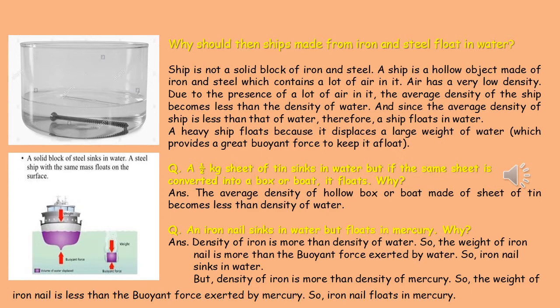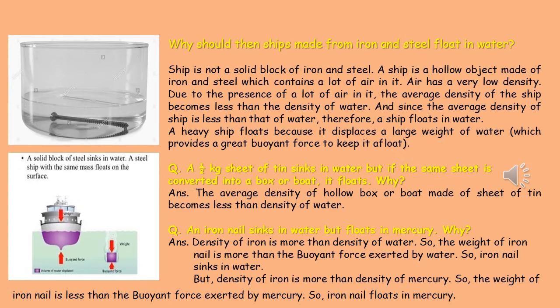Let us discuss a few more questions. A half kg sheet of tin sinks in water, but if the same sheet is converted into a box or a boat, it floats. Why? The average density of a hollow box or boat made of a sheet of tin becomes less than the density of water because of the presence of air.